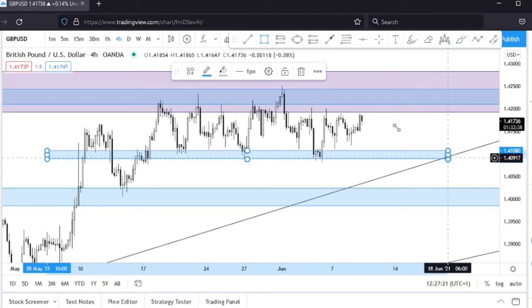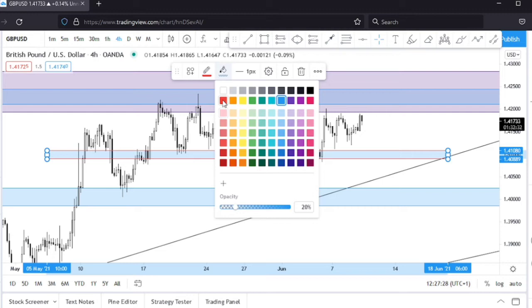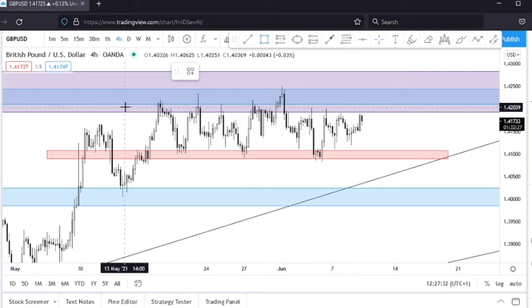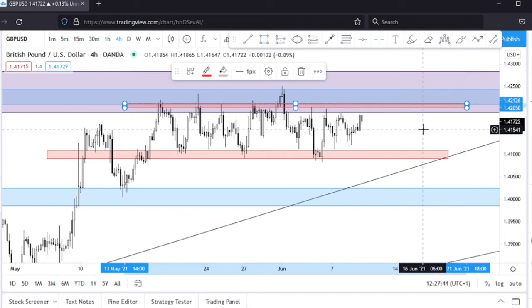Okay, and the level above here. So let me change this to red so you can see clearly. You can see that the weekly and the daily and the 4-hour resistance levels overlap. All right, so you know that this wide area is an area that you have to be very careful of, and anything can happen with price.